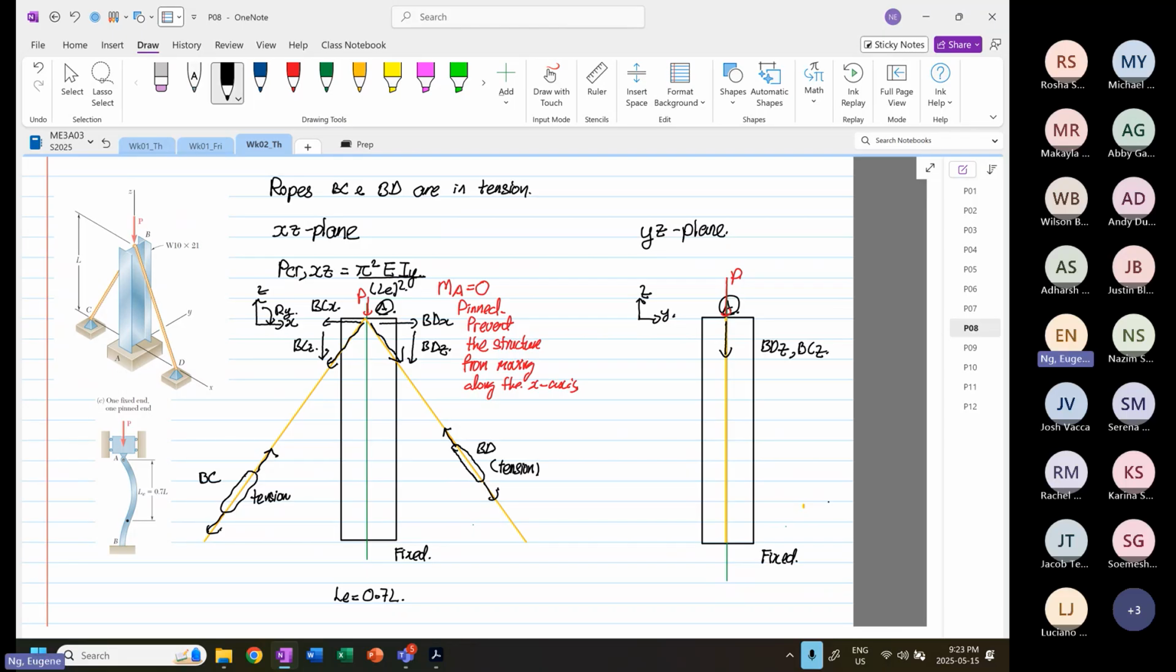And then there's a force coming towards us or away from us. This is our BDX, and this is our BCX.